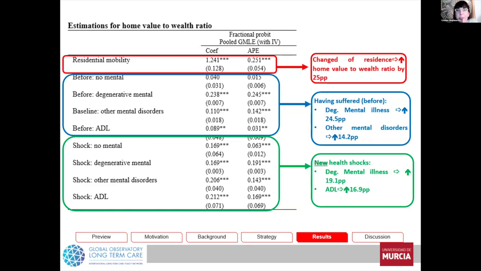Now, what happens to home value with respect to wealth? Well, we appreciate that in general, for people who move, there is an increase in the home value to wealth ratio by, it is important, 25 percentile points. Having suffered a health shock before, at baseline, also has a positive effect. Suffering a new health shock is important, it increases the home value with respect to wealth by 19 percentile points for degenerative mental illness and by nearly 17 percentile points for ADL.